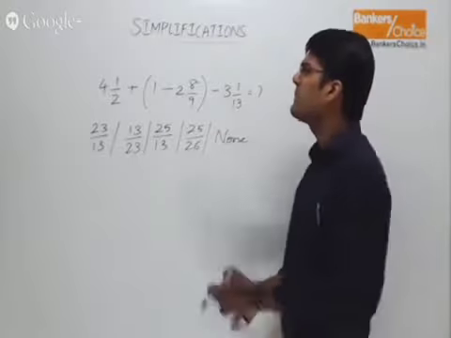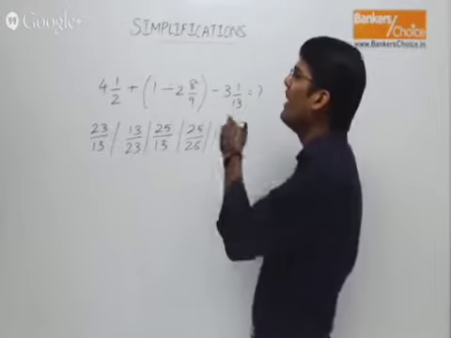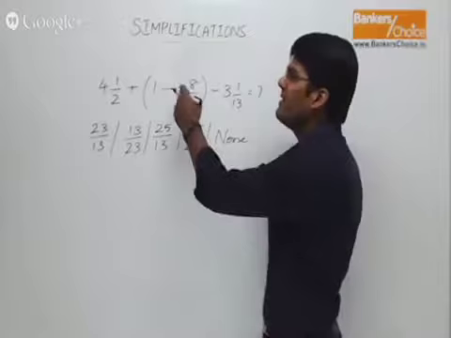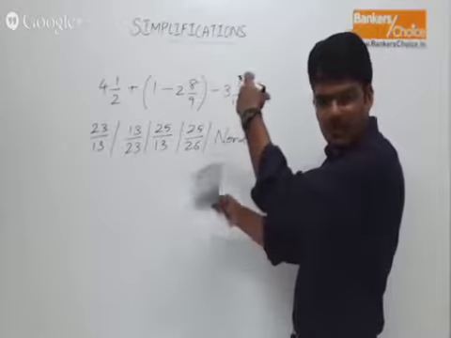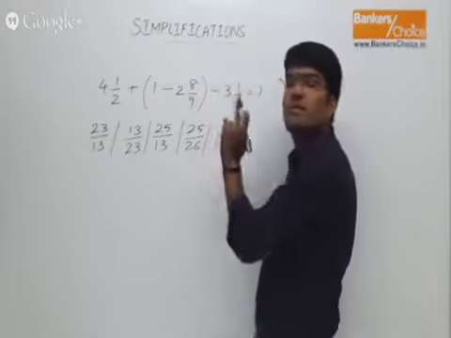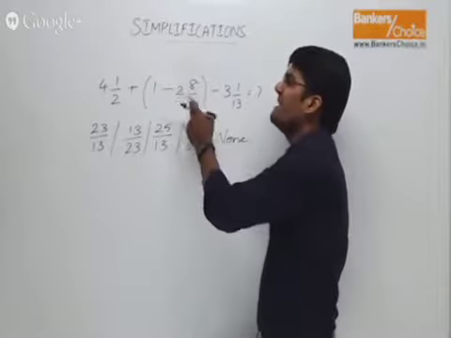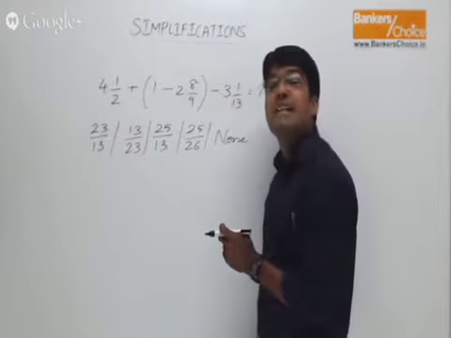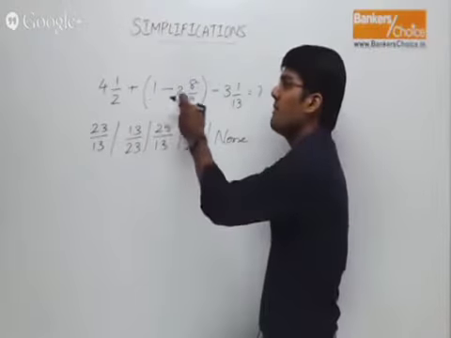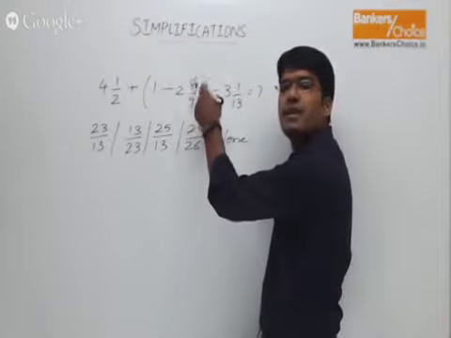Now, simplify this part. 1 divided by 2, 8 by 9. Let's simplify. Division actually, right? So, what do you do? You try to simplify this mixed fraction into an improper one. So 2 into 9, 18. 18 plus 8, 26. 26 by 9. Yes or no? 1 divided by 2, 8 by 9 can be taken as 26 by 9.